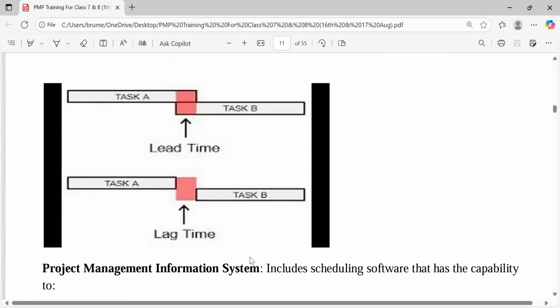This diagram was shown to us where we saw two tasks, A and B, and we saw that there is an overlap. Though they have a finish-to-start relationship, yet there is an overlap. An overlap of whatever days, months, hours, or weeks given is called the lead.